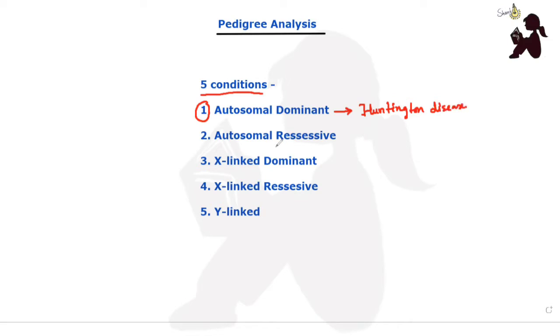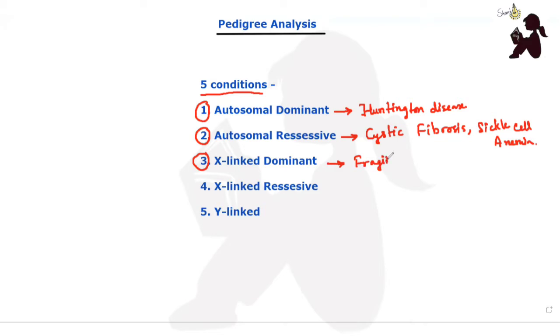Then the second is the autosomal recessive condition, for example, cystic fibrosis and sickle cell anemia. Then the third is X-linked dominant, for example, fragile X syndrome.